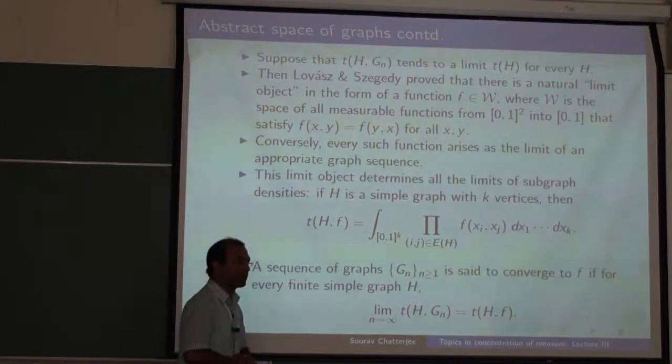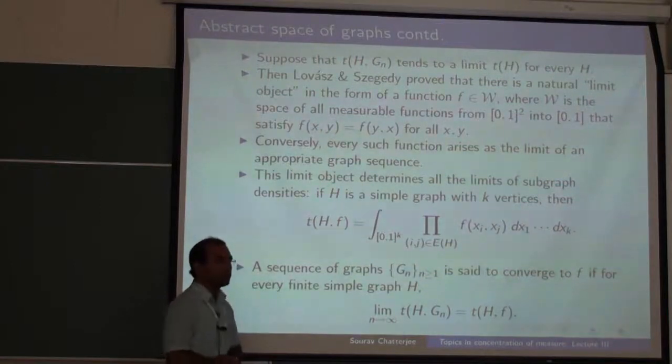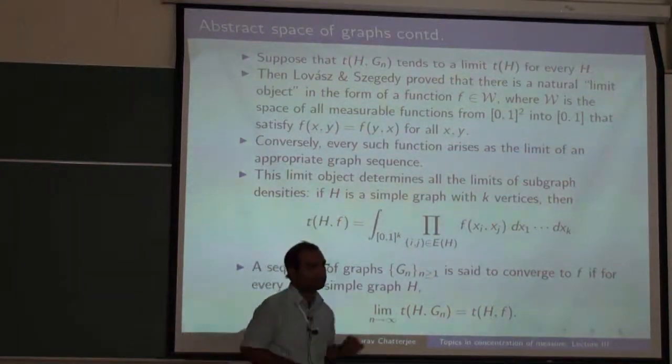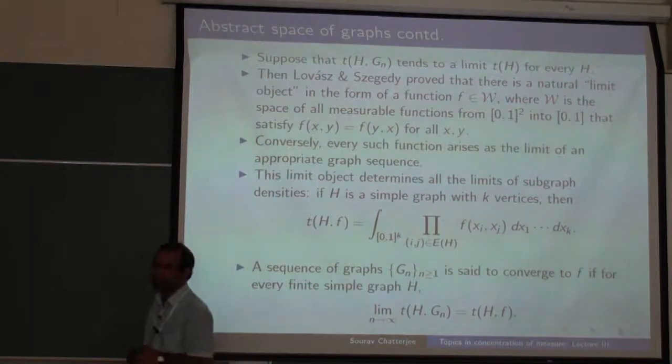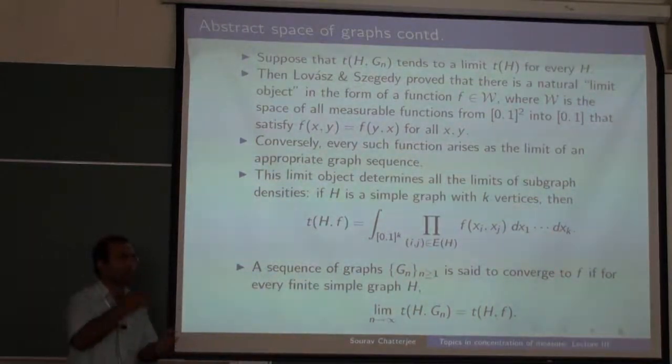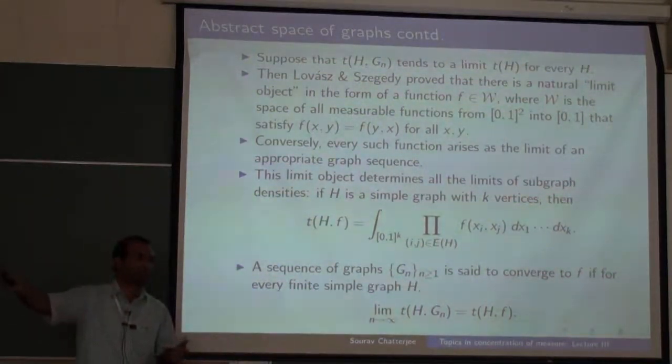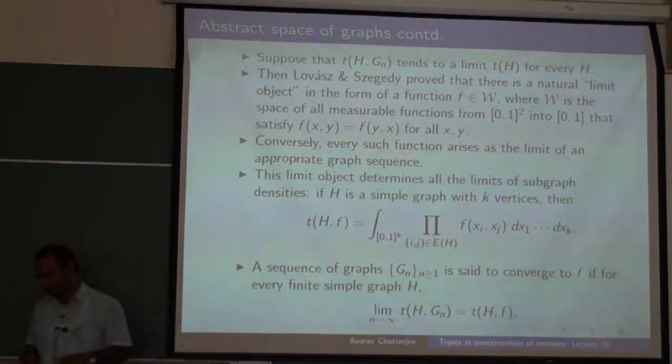Can you realize graphs as these sort of limit objects using a finite graph? Yeah, so I'm going to talk about that, in a couple of slides. Any finite graph can also be realized as a limit object. If each GN is the same, then also there is a limit. Okay, so I'll come to that.